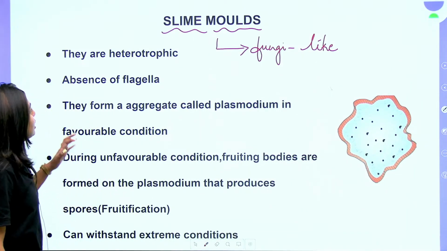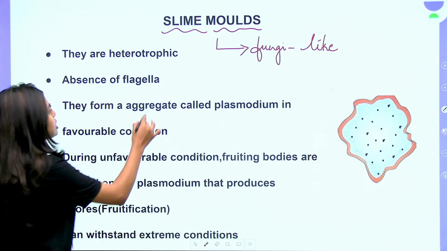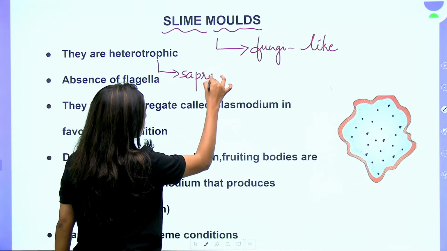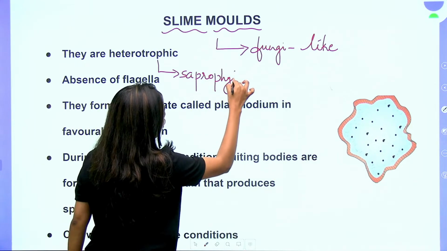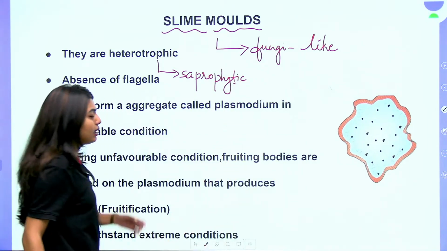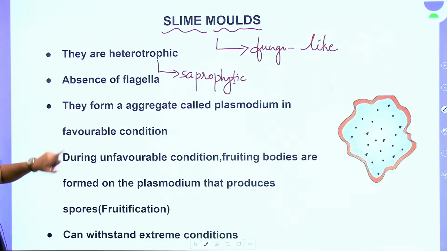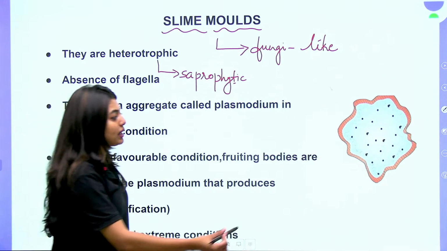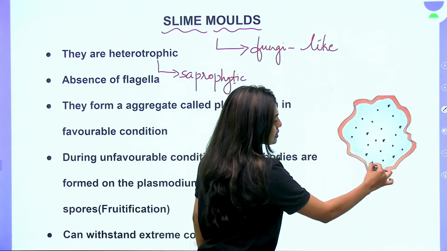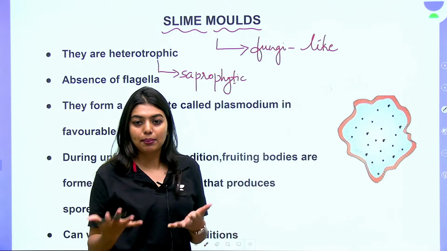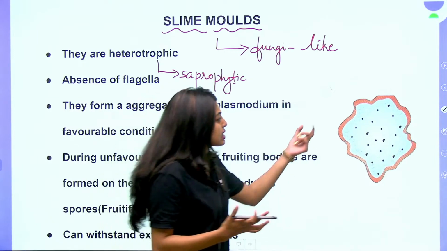Okay. Fine. Now look here. They are heterotrophic. Especially they are very much saprophytic. They live on organic matter. And they have no flagella. Now here, they form an aggregate. Can you see? This is the aggregate. They form an aggregate called plasmodium. This is an aggregate actually.